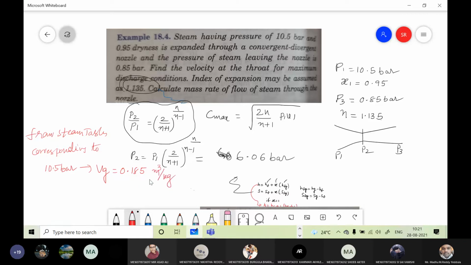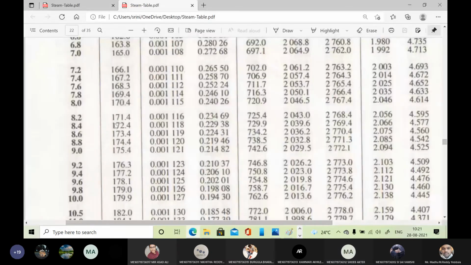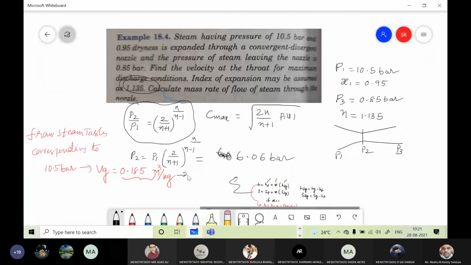Now tell me, 0.185 is corresponding to which dryness fraction? From the steam table we are taking 1, sir. Very good. This is corresponding to dryness fraction 1. What is our dryness fraction in the problem? It is 0.95. Therefore, V1 is equal to X into VG, that is 0.95 into 0.185. Am I clear?